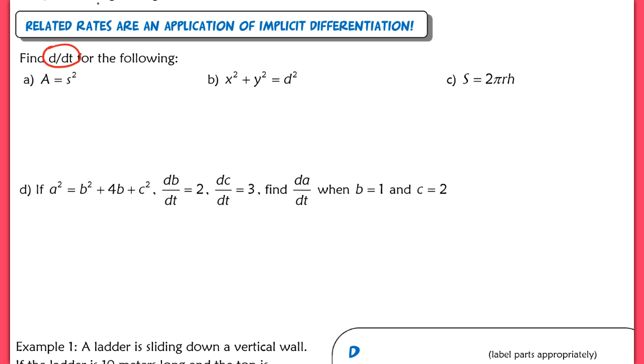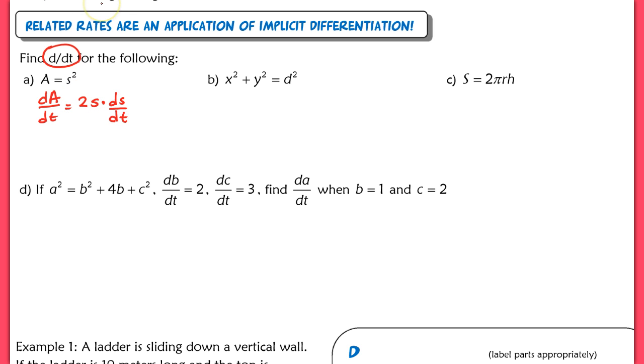It seems a bit odd at first for students because we're not really going to differentiate A with respect to s or even differentiate s with respect to A. We're differentiating both variables here with respect to time. So the derivative of A with respect to time is dA/dt. Easy enough. And the derivative of s squared with respect to time is going to be 2s times ds/dt.